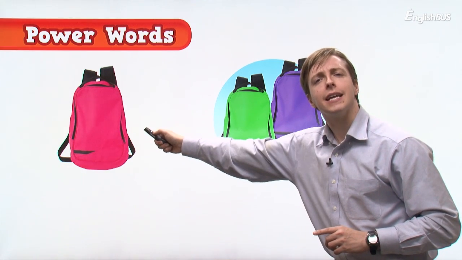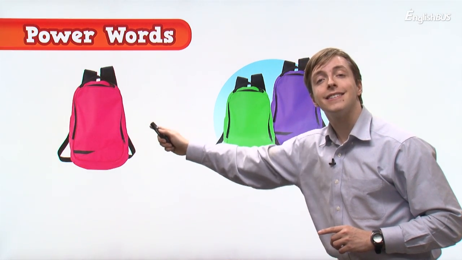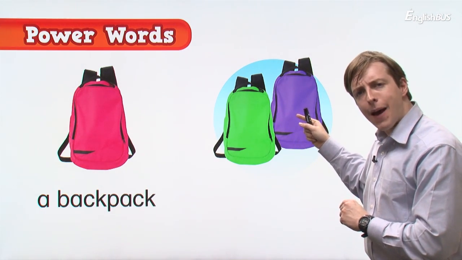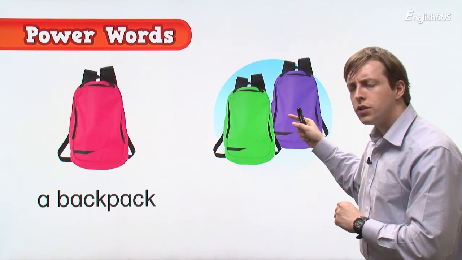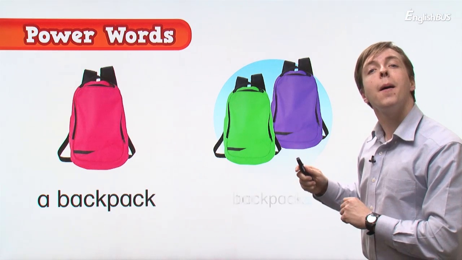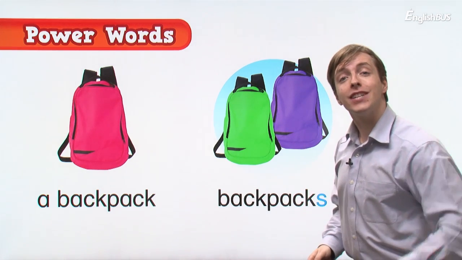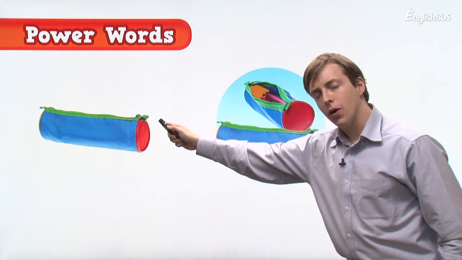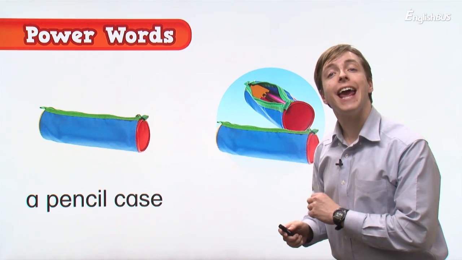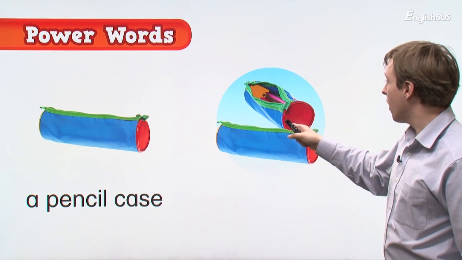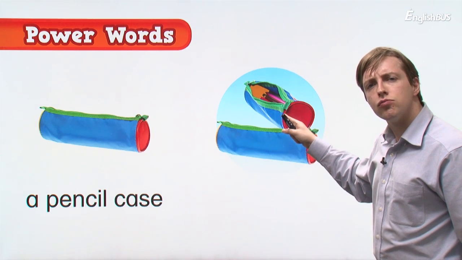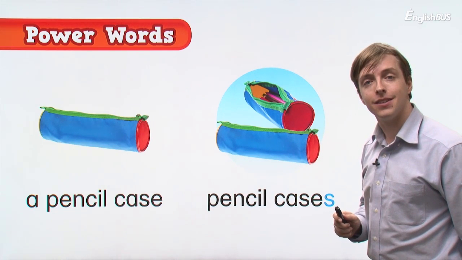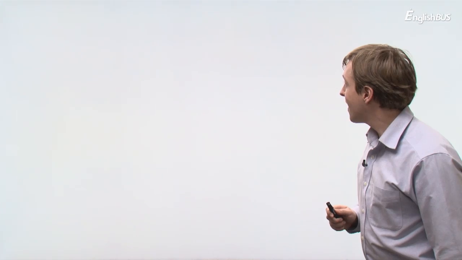What about here? What is this? Yes, that's a backpack. But over here, is this a backpack? No, this is 1, 2 backpacks. Let's do one more together. So this here, you may not know this word. This is a pencil case. But over here, is this a pencil case? No, this is 1, 2 pencil cases.